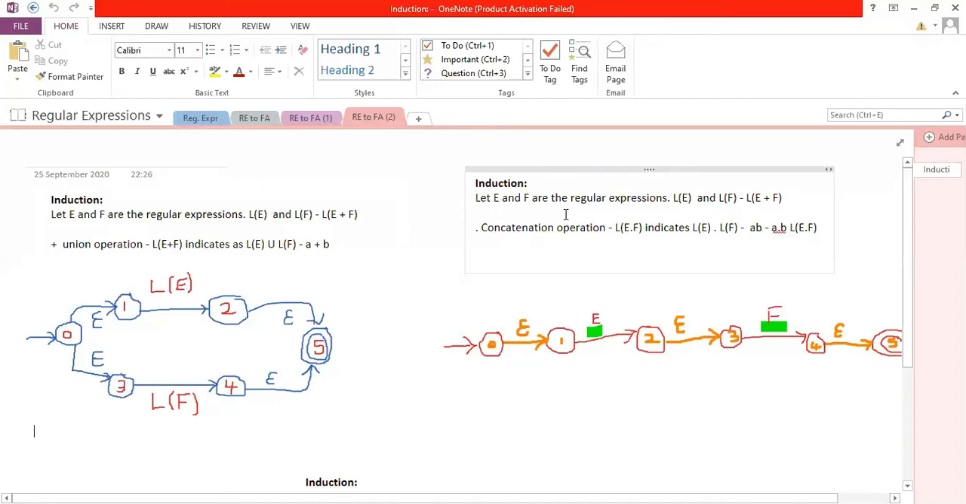Moving on, next symbol is dot. Dot is a regular expression operator which indicates concatenation, that is L of E followed by L of F. So it should be always one after another. In that case, even here, please observe, it is L of E, I represent it like this. You can see here. Then L of F, we have represented like this.